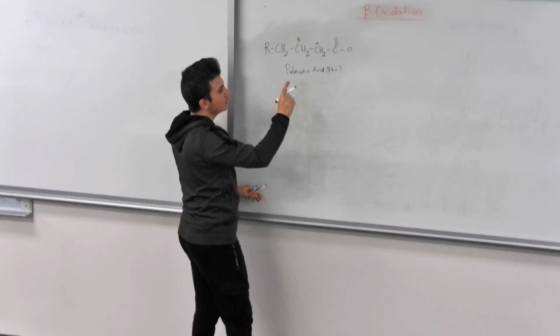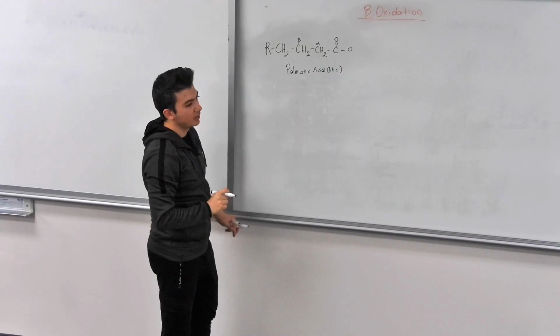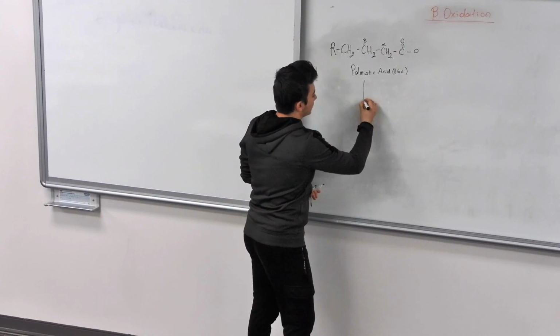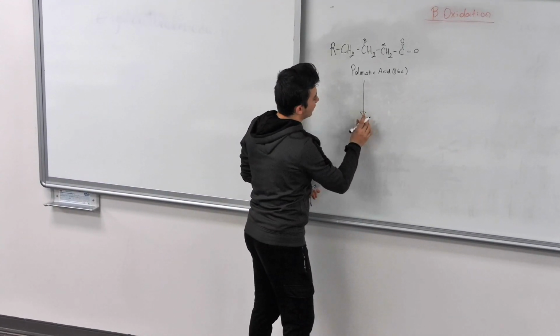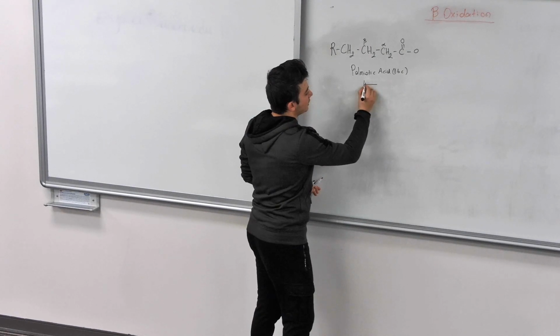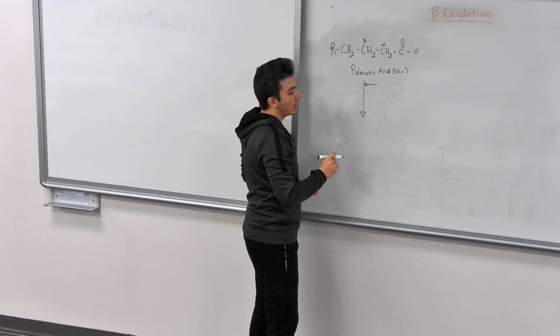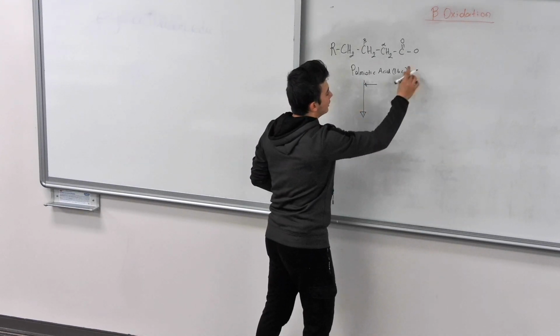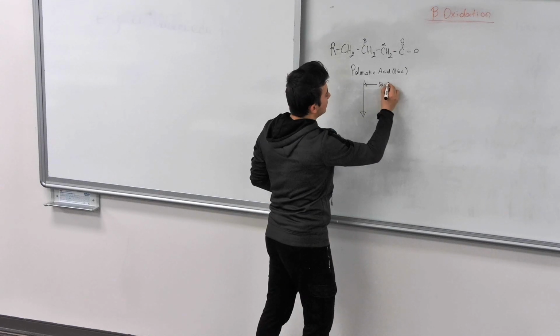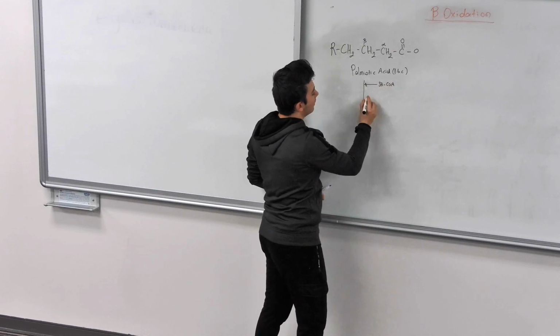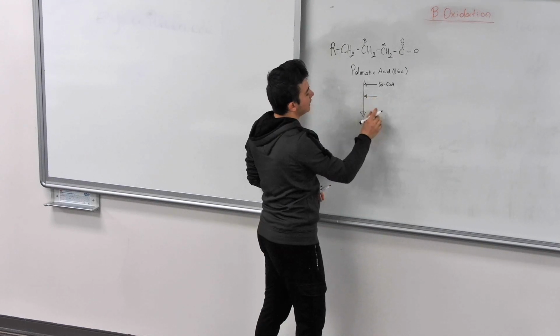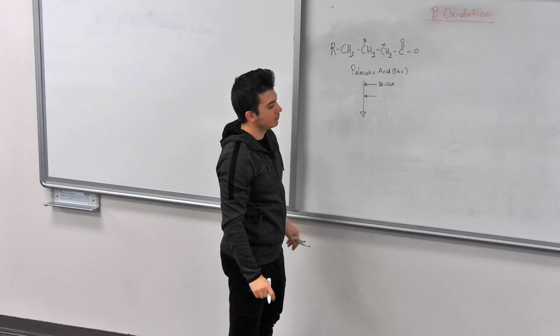So, before the beta oxidation, I need a step that is the activating step, okay? So, how can I activate this molecule? Of course, I'm going to add a coenzyme A molecule, okay? Good. But I need one more molecule. Which molecule do I need more?